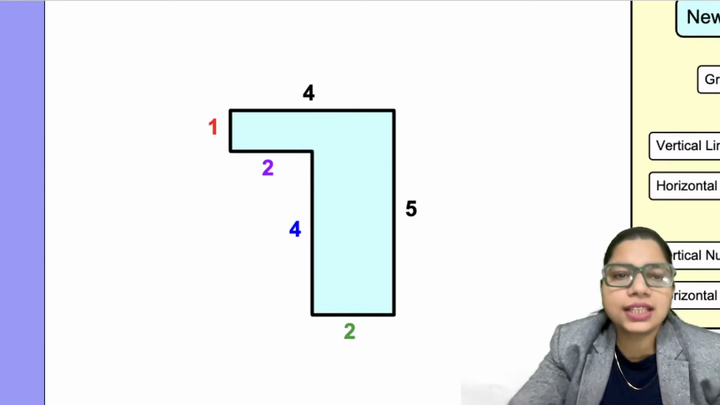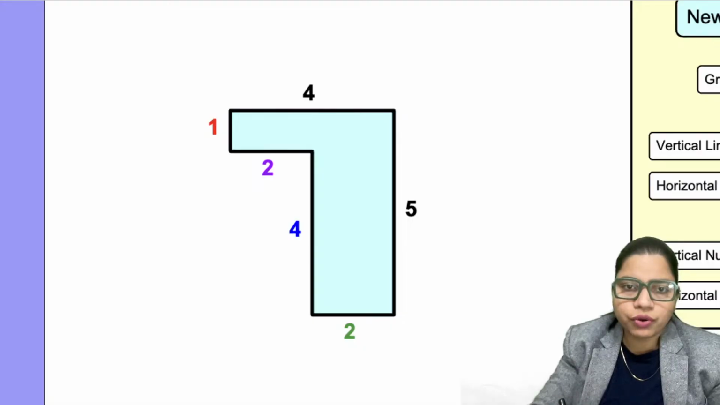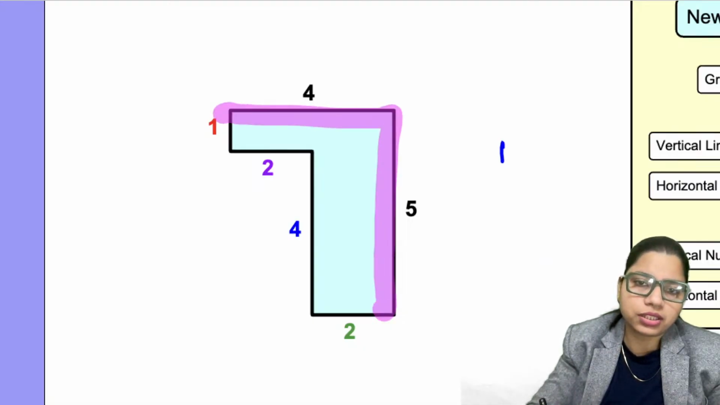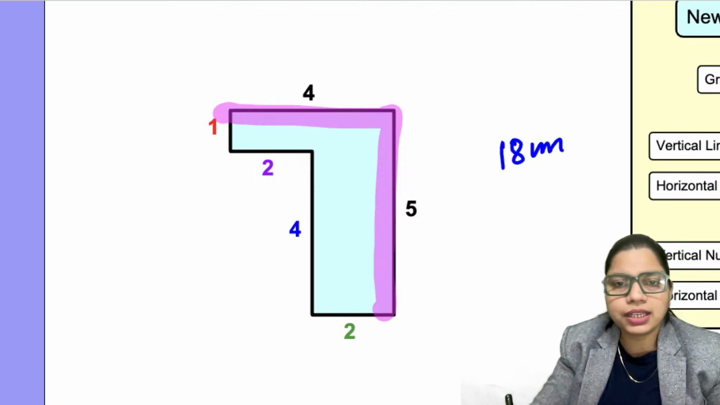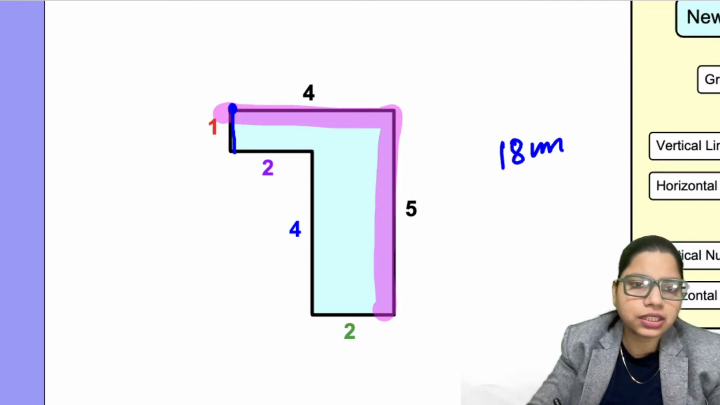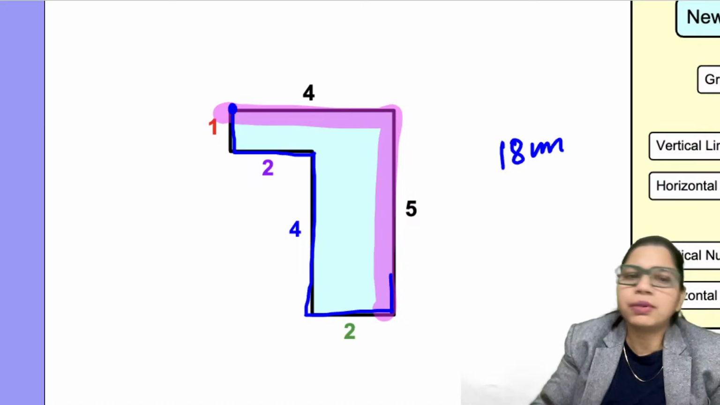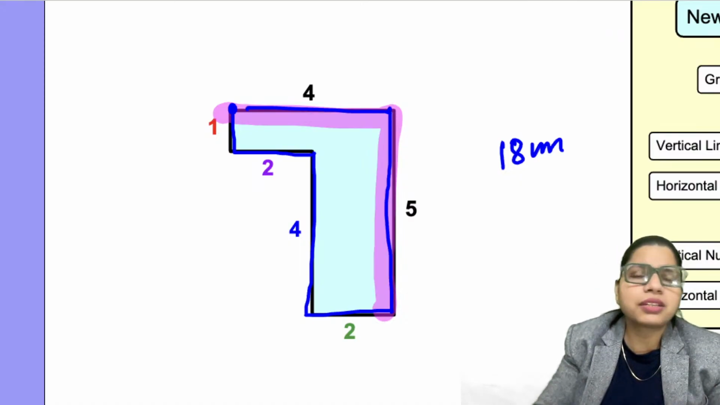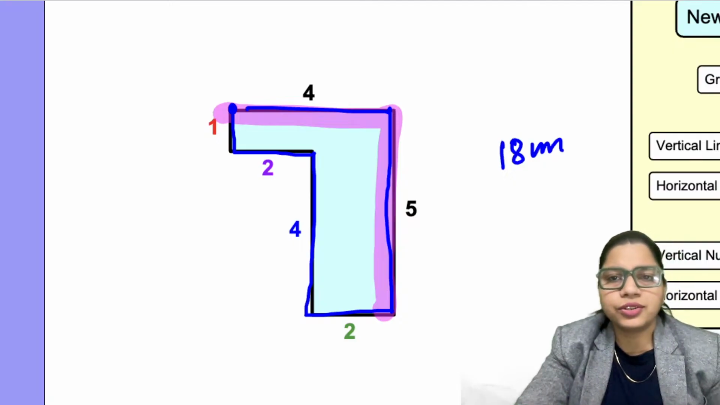ठीक है, इसको कैसे करते हैं? Let's use the trick. 4 plus 5 is 9. Double of 9 is 18 centimeters. अच्छा, अभी स्कैन करके भी देख लेते हैं. तो हम यहाँ से स्टार्ट करते हैं. 1 plus 2 is 3, plus 4 is 7, plus 2 is 9, plus 5 is 14, plus 4 is 18. So 18 centimeters. Make sense? Do you understand that? If this makes sense, that means it's a big win.